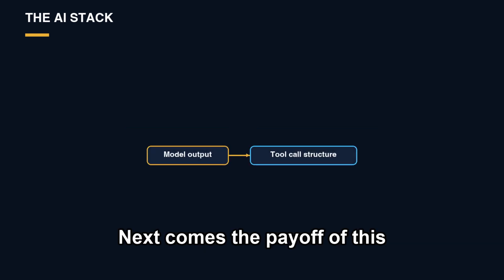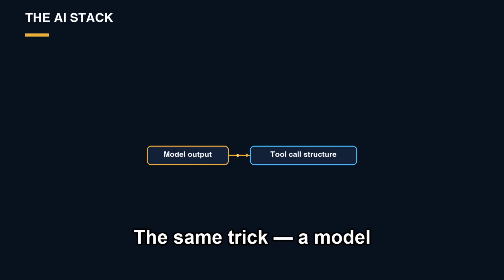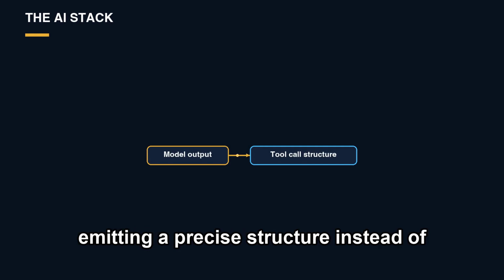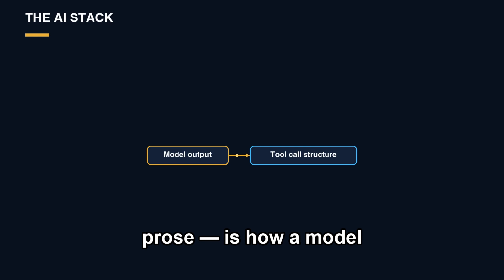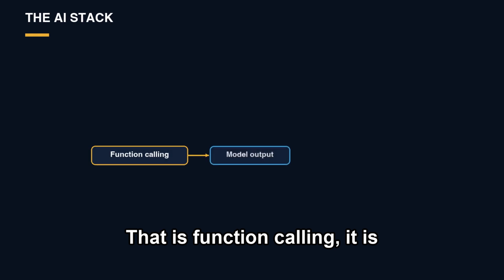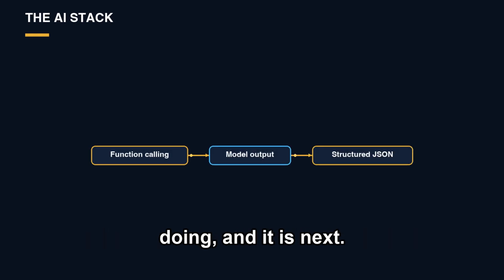Next comes the payoff of this machinery. The same trick, a model emitting a precise structure instead of prose, is how a model asks to use a tool, check the weather, query a database, send an email. That is function calling. It is where models stop talking and start doing, and it is next. That is the core of it.